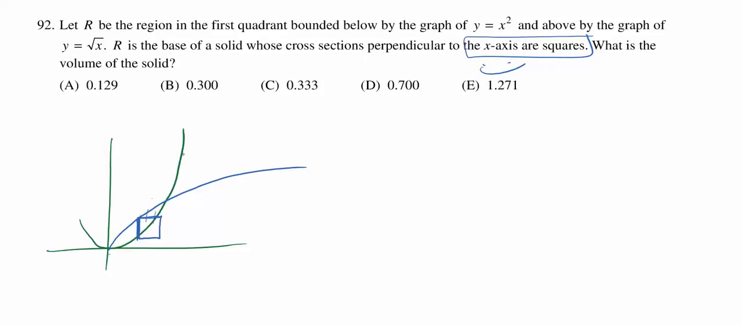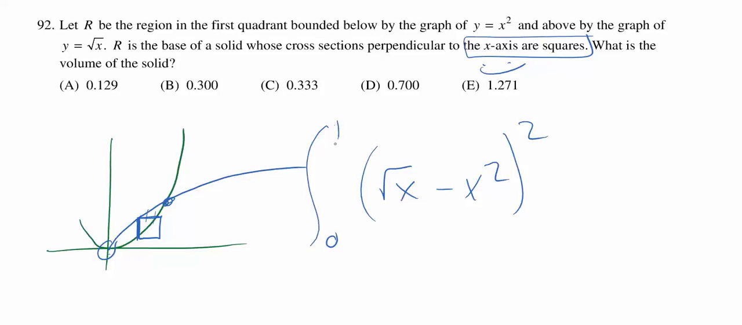So what is this length right here? It's got to be top minus bottom. So square root of x minus x squared. That's top minus bottom. If it's the area of a square, squared. From 0 to, and if we found the intersection, that's 1. Plugging that into our calculator, we should get this, which is actually really close to that.